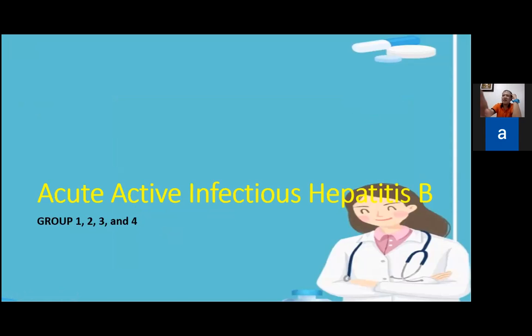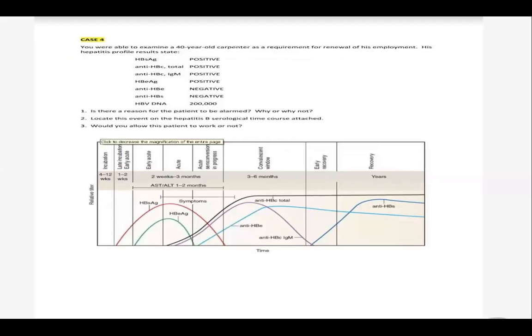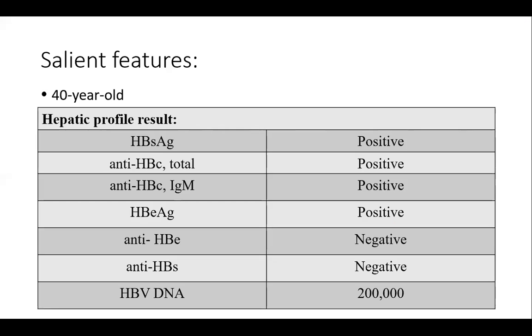Acute active infectious hepatitis B will be reported by groups 1, 2, 3, and 4. So for the patient's history, next slide, please. So this is the case. You were able to examine a 40-year-old carpenter as a requirement for renewal of his employment. His hepatitis profile results will be shown in the next slides. For the salient features, the patient is a 40-year-old carpenter.